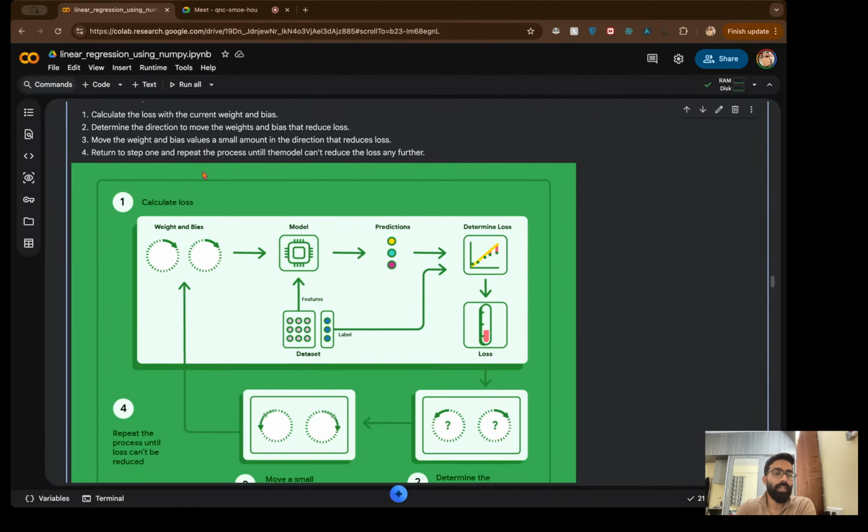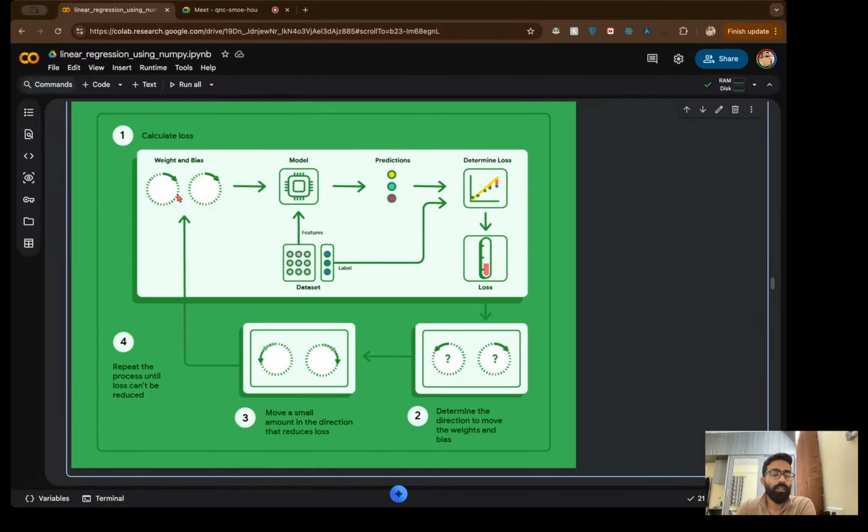Now let's visualize what gradient descent does. We'll give some value of weights and bias. This is the first step. It will go to the model, get the prediction, and determine the loss. And how will we get the loss? Through the loss function. Now this is the second step. This first step is to calculate the loss.